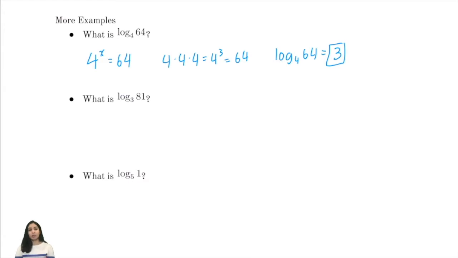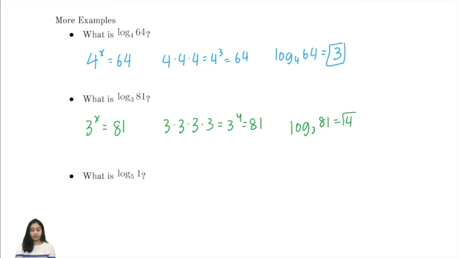Now let's look at another problem. What is log base 3 of 81? Similarly, we want to find how many 3's we need to multiply to get 81, and our answer will be 4, because 3 times 3 times 3 times 3, or 3 to the 4, is equal to 81. So log base 3 of 81 equals 4.